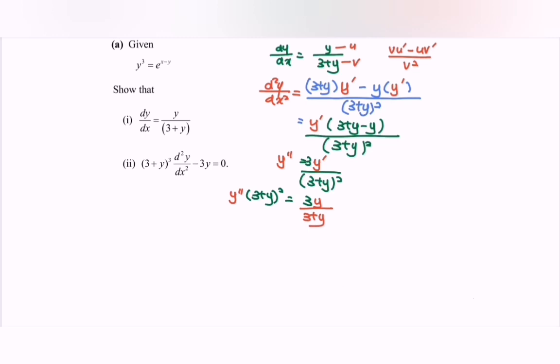Continue, cross multiply again. So we have (3 + y)³, and then we have the second derivative equal to 3y. So rewrite the equation: (3 + y)³ times the second derivative, and then minus 3y equals 0. So from here we have already shown the result.